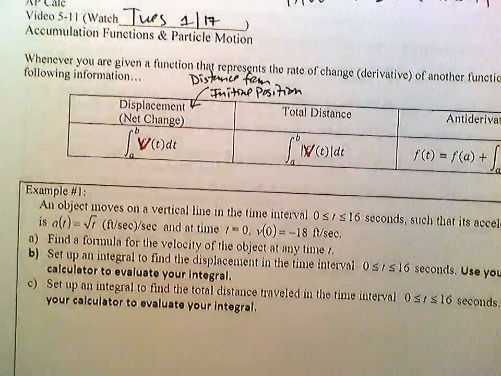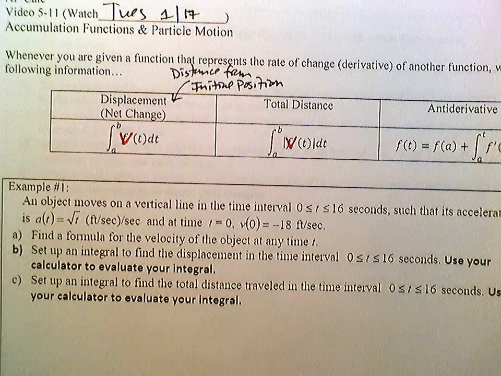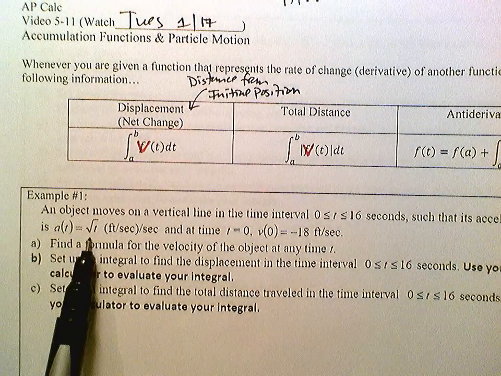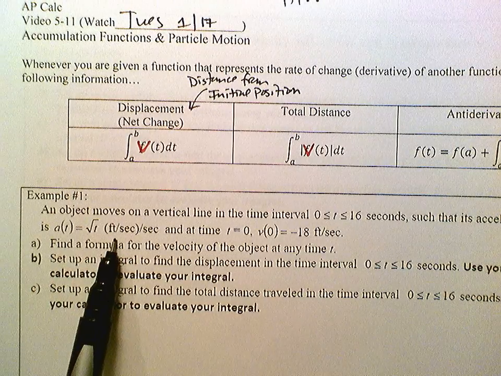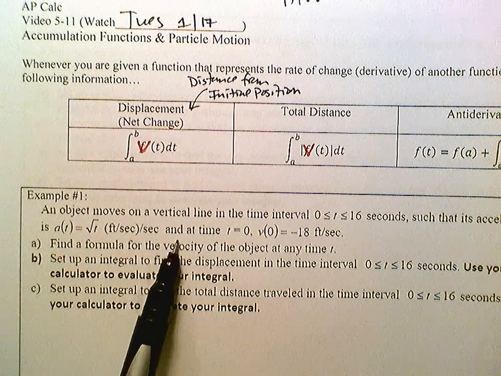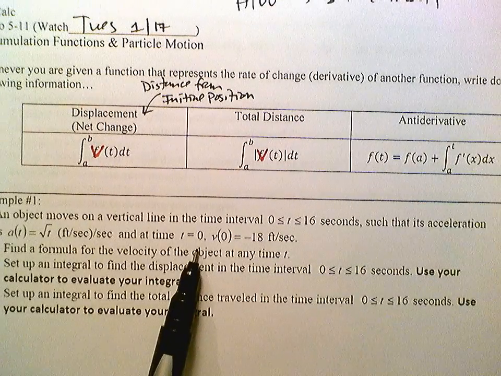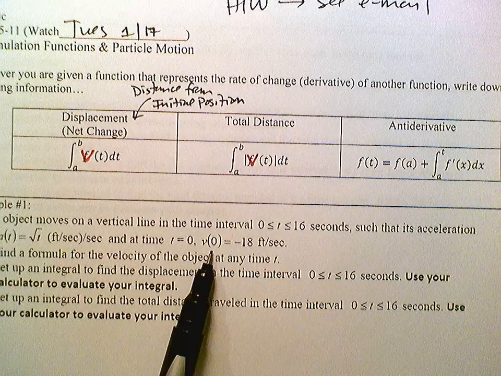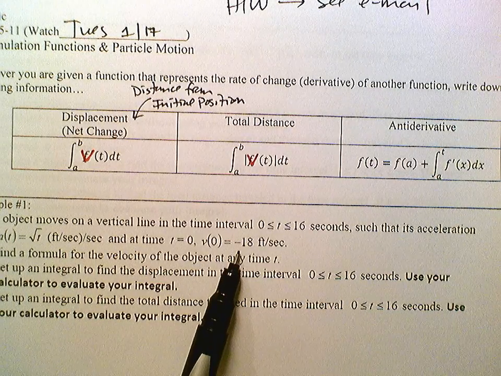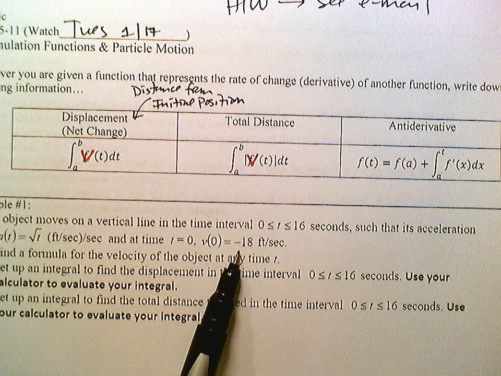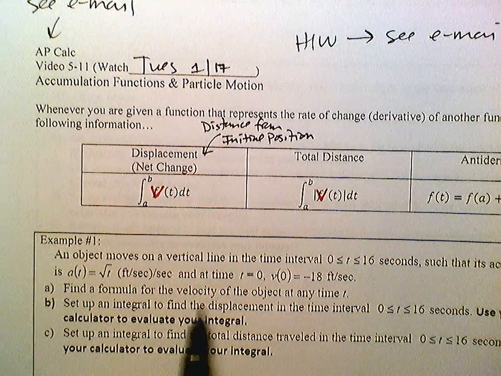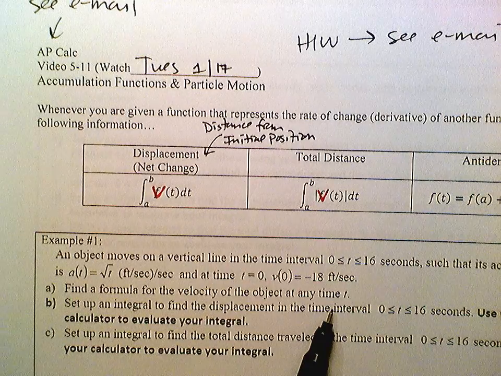Example number 1. An object moves on a vertical line in the time interval 0 to 16 seconds such that its acceleration is a of t equals radical t in feet per second per second. And we know that at time t equals 0, the velocity is negative 18. All right, so part A, find a formula for the velocity of the object at any time t.